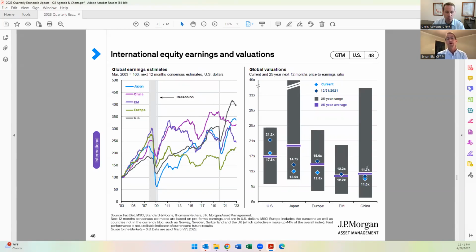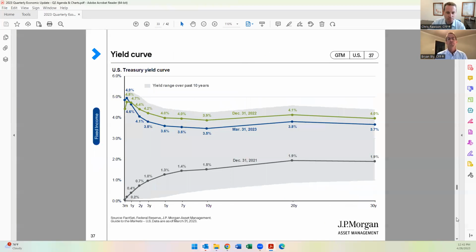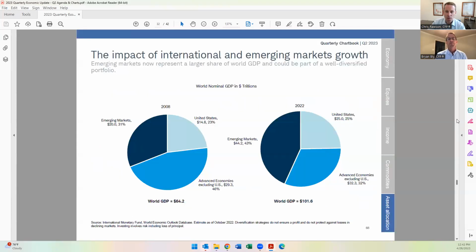And this is really another depiction, just to emphasize, within international, the developed markets. The blue diamond represents the current valuation, and the 25-year average is reflected in the purple. So as you can see here, especially in developed markets, historically, the valuation levels are below the norm, whereas the U.S. is slightly above. And that's good.